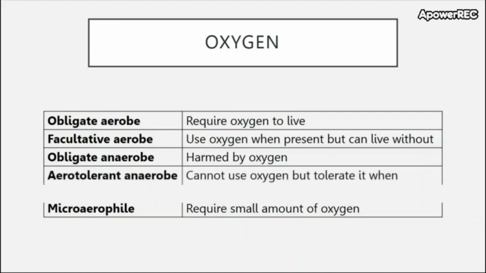And now we have aerotolerant anaerobes. It can be easy to confuse aerotolerance with microaerophiles, but the difference is that aerotolerant microbes, or aerotolerant anaerobes, cannot use oxygen, but they can tolerate it when it is present. So remember, microaerophiles require a small amount of oxygen. So we'll see this later on in how they grow in tubes.